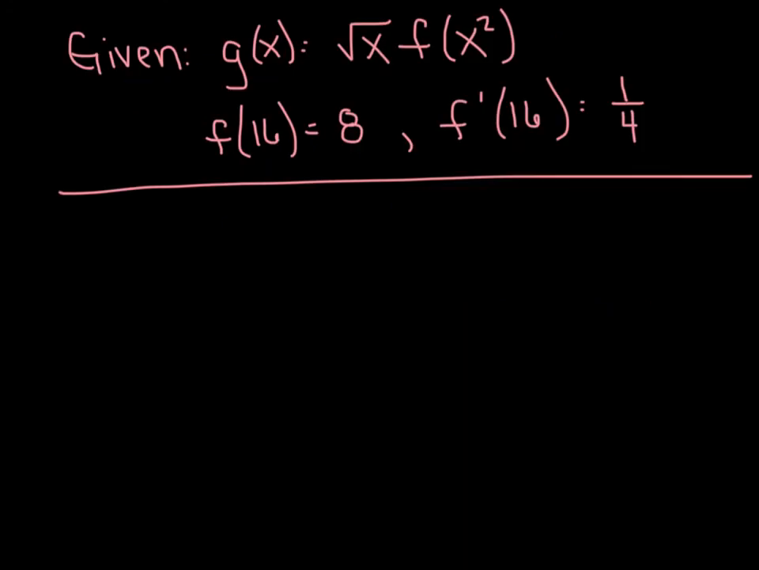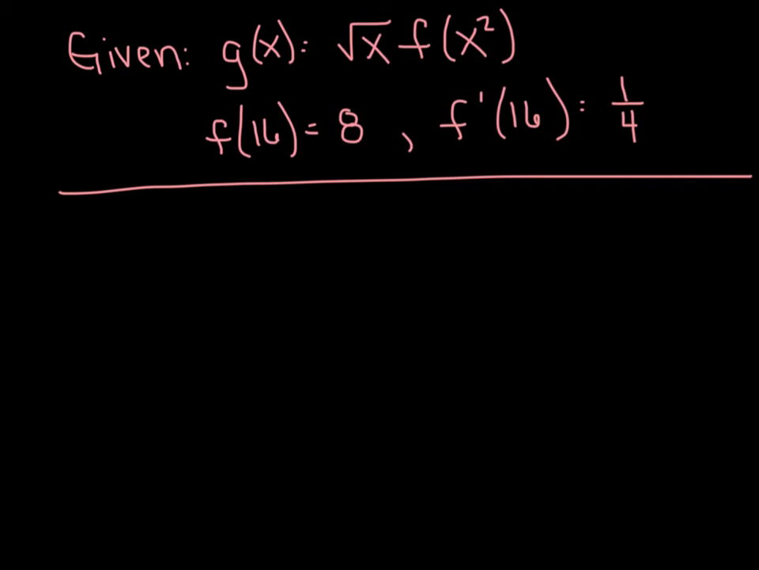Okay, here's our last problem of the night, and it's a rather obscure one. And here's what's given to us ahead of time. They've defined this function named g of x as the product of radical x and f of x squared. And then they give us two other tidbits of information. They said f of 16 equals 8, and f prime of 16 equals 1/4. And you're wondering why in the world did they give us that information? Well, we'll soon find out.